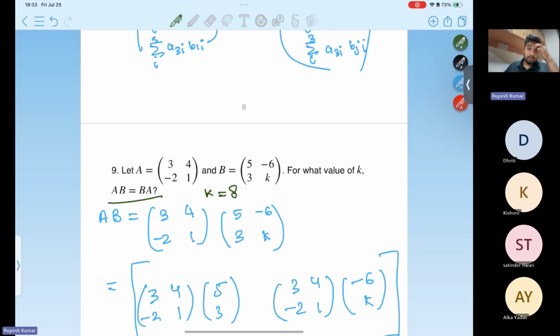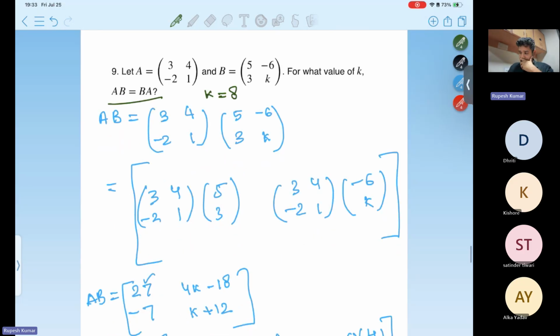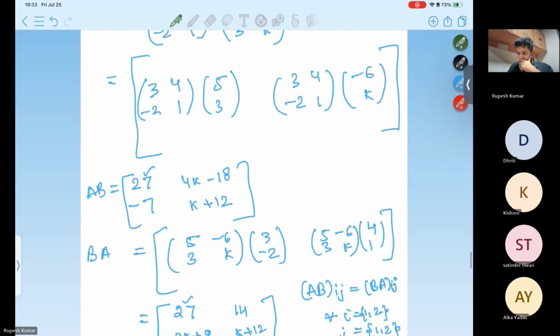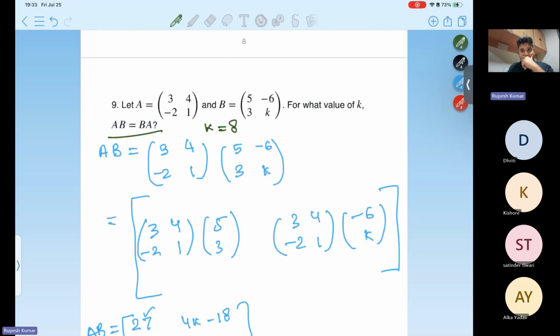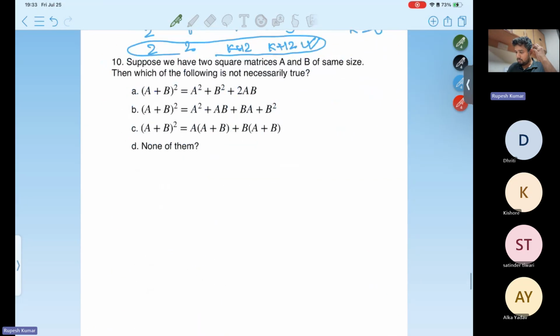Fine, everyone. Do you have any doubts in this problem? This was pretty straightforward problem. You just have to do matrix product and then check the entries. Anyone, do you have any doubts in this problem? Great. So let's move on to the next problem.